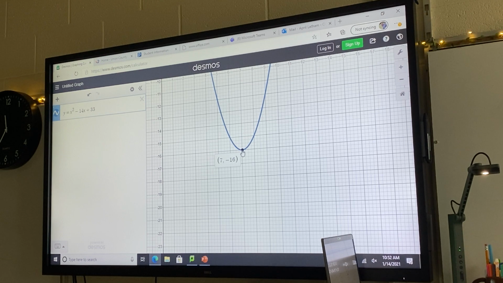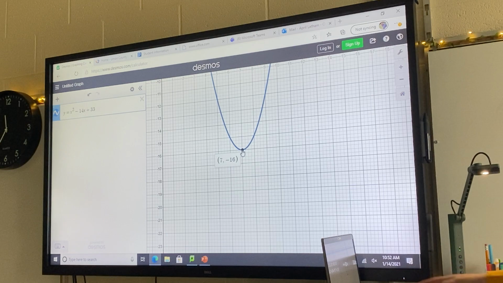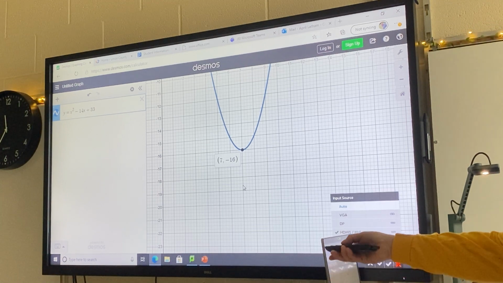So the axis of symmetry, look at your answer choices. Which one would it be? It'd be C, x equals 7. Because if I graphed x equals 7, it would run right straight down the middle here and cut my parabola in half. So the answer is x equals 7.